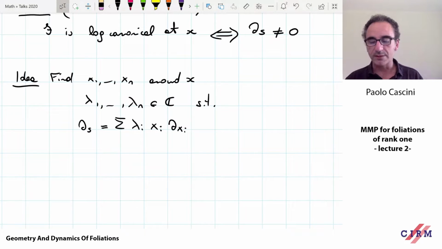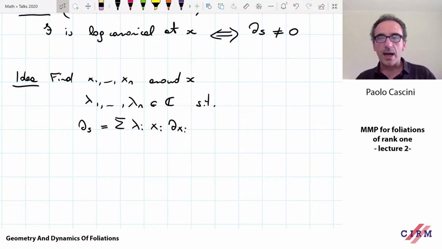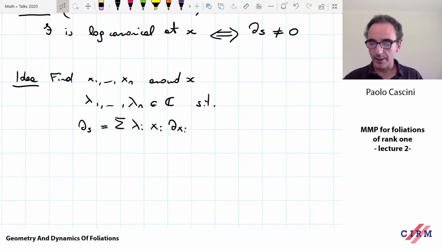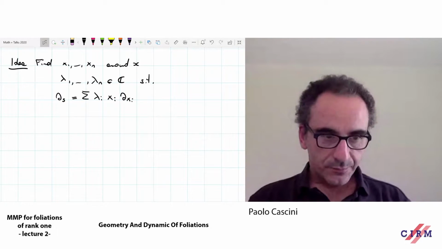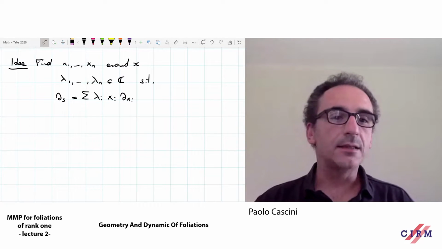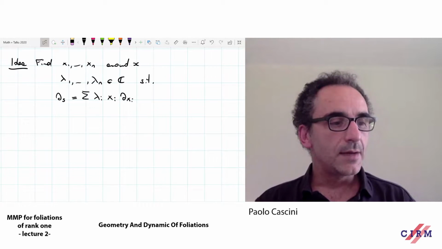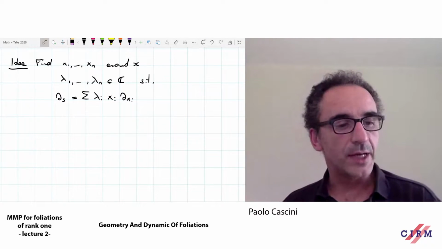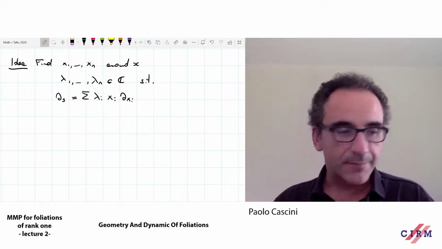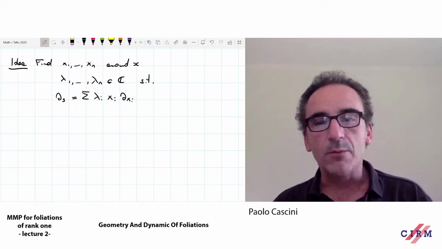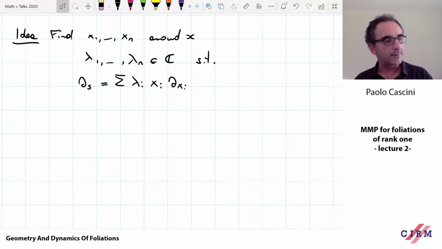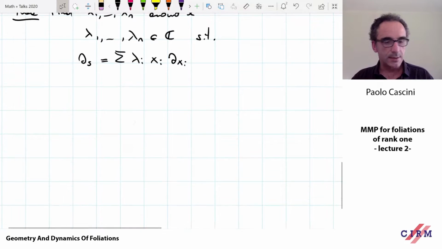As long as one of these lambda i is non-zero, then our foliation is log canonical at the point x. So the idea is that, like in the case of foliation rank 2, we want to consider resolution of singularities of these foliations. So what does it mean? This story is similar to what Callum was talking about yesterday, but let's see what the result is. At the moment, the result is known to be true only in the case of threefolds, although it's conjectured to be true in any dimension.